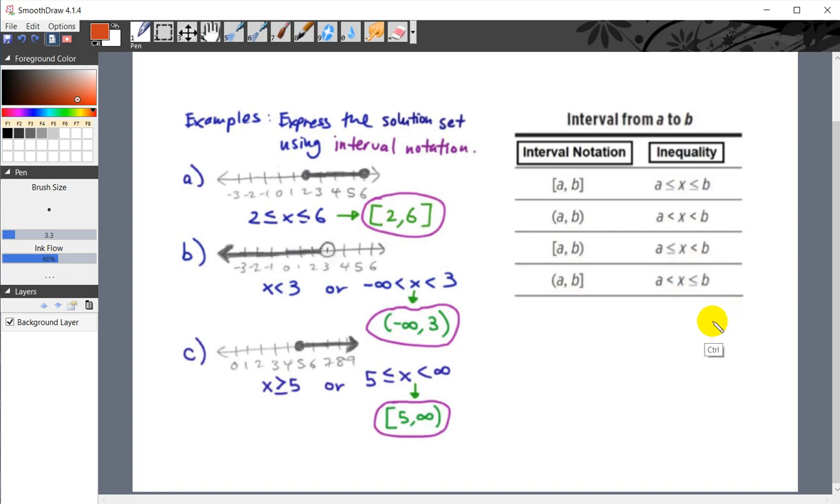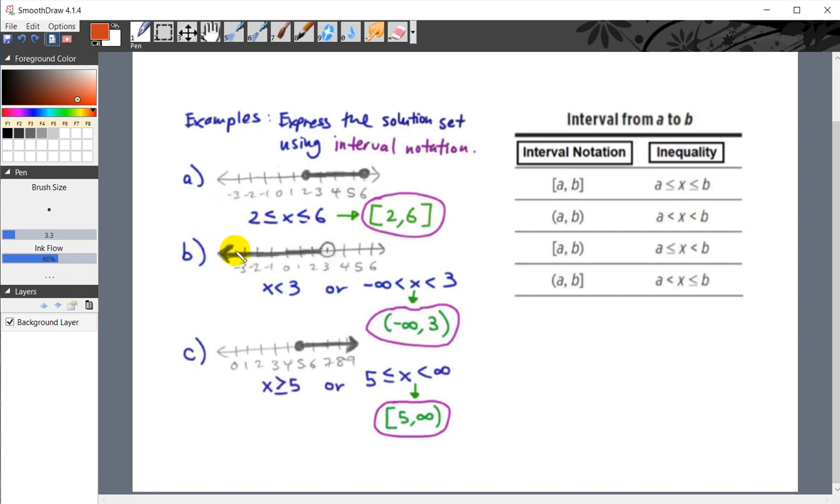Let's say for these particular examples, here are some that express a solution set on a number line using interval notation. We know this number line goes from 2 to 6 based on what's darkened, right? So you see this pattern here, and that's where it falls into play. We can represent this for values from 2 to 6. The solid dots are going to represent square brackets.